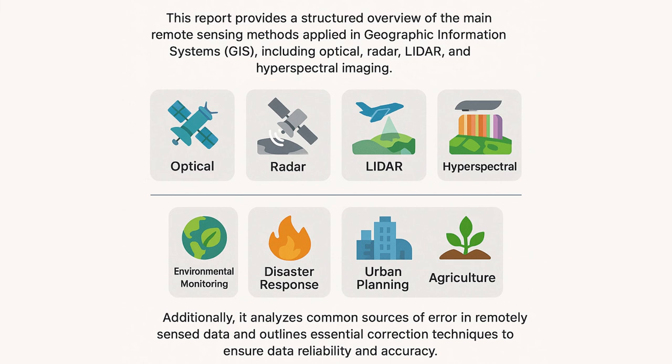This presentation provides a structured overview of the main remote sensing methods applied in geographic information systems, GIS, including optical, radar, lidar, and hyperspectral imaging. It examines key application areas such as environmental monitoring, disaster response, urban planning, and agriculture. Additionally, it analyzes common sources of error in remotely sensed data and outlines essential correction techniques to ensure data reliability and accuracy. The objectives of this review are: survey sensor technologies, illustrate GIS applications, identify errors and correction methods.